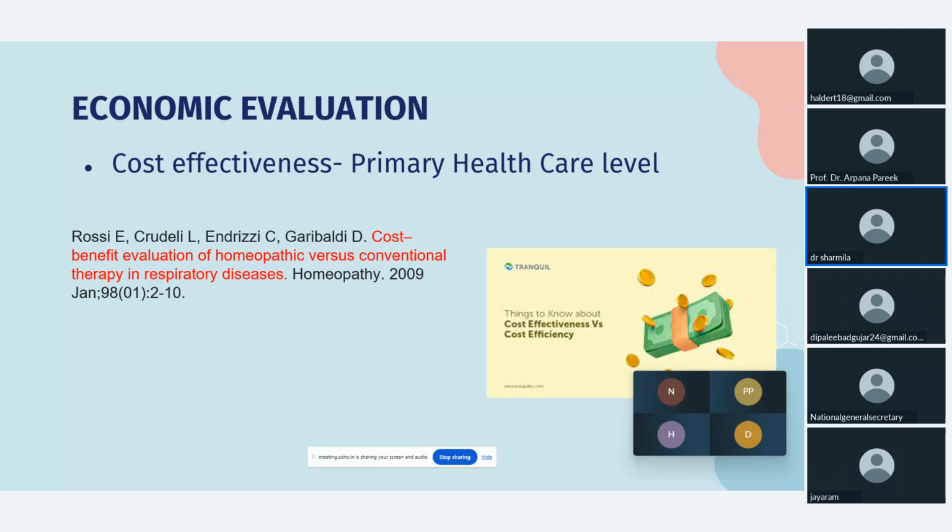You can do such researches. I found one research done in 2009, where you can see a cost benefit evaluation of homeopathic versus conventional therapy, and they have chosen the respiratory disease condition.